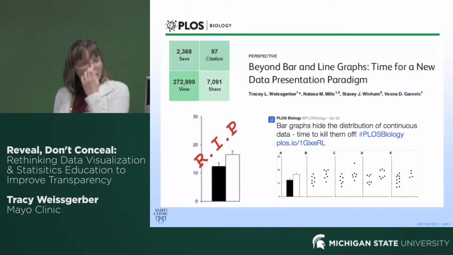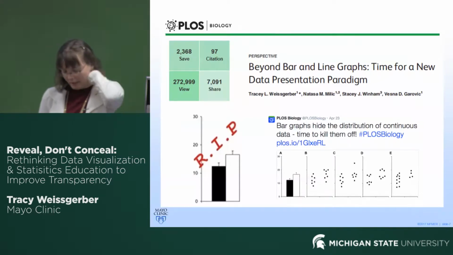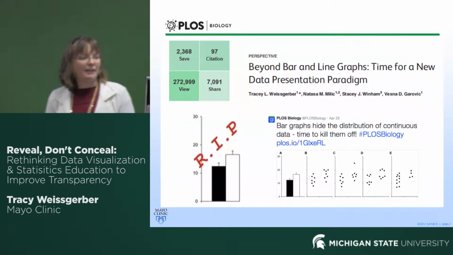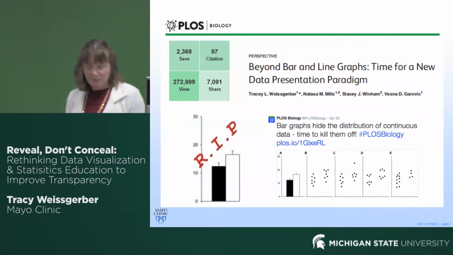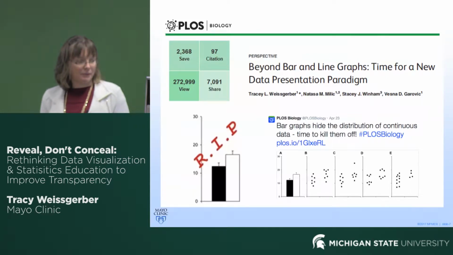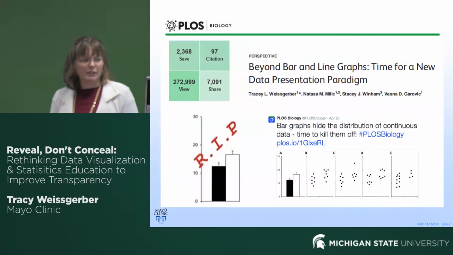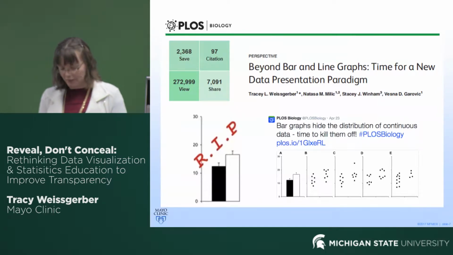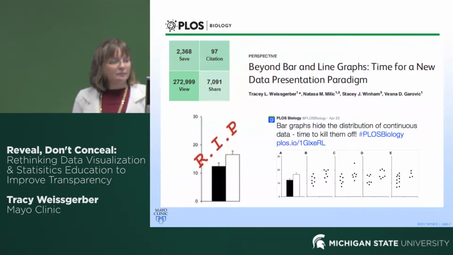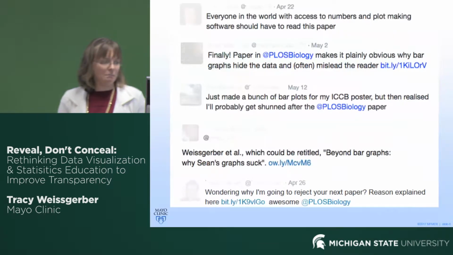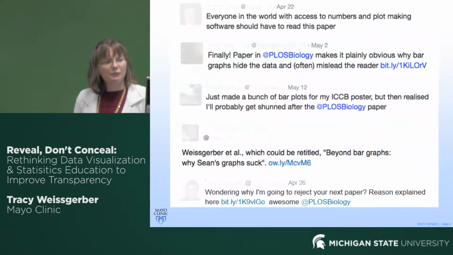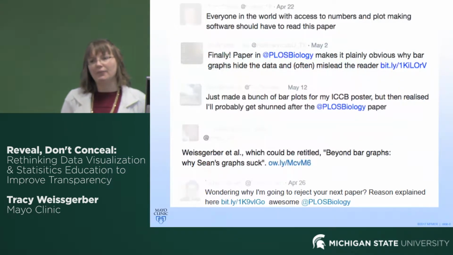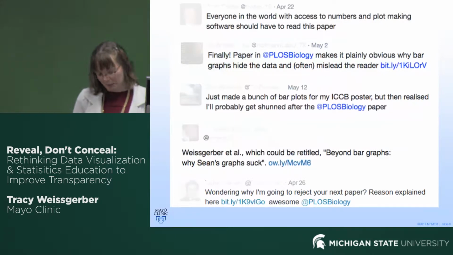So we started off 2 years ago with our first meta-research paper, which was published in PLOS Biology, and it was titled Beyond Bar and Line Graphs, Time for a New Data Presentation Paradigm. And this paper went viral online on Twitter and Facebook among the scientific community within about 48 hours of publication. And it was picked up by Nature News and the Twitter response at that time as well. And it was viewed more than 100,000 times in the first month that it was published.